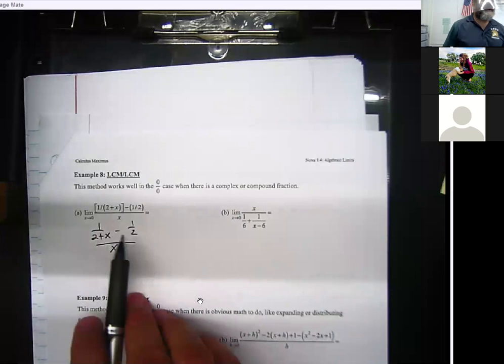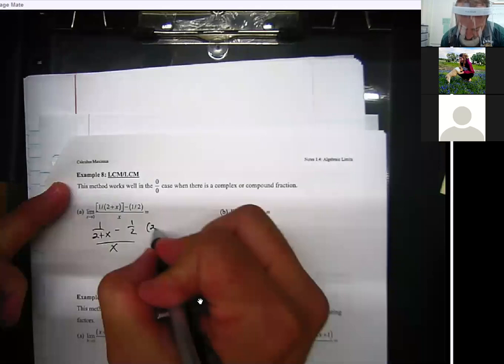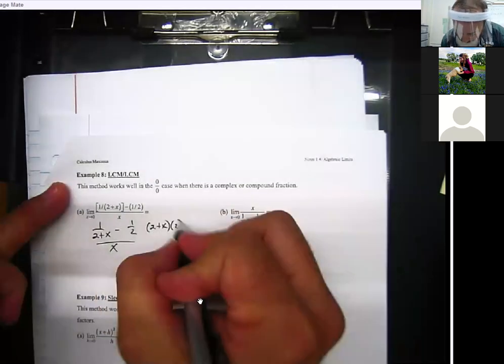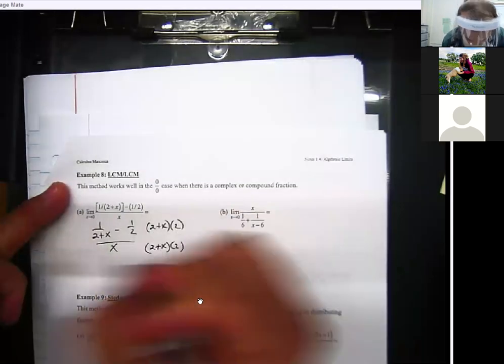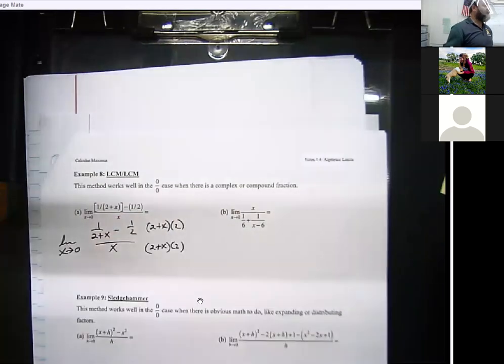I would multiply by... What's bothering you about it? Yes, you may. Does the fraction in a fraction bother you a little bit? So could I multiply the top by 2 plus x and 2, and the bottom by 2 plus x? Would that change what happens there at all? As long as I hit the numerator and denominator by that lowest common multiple.